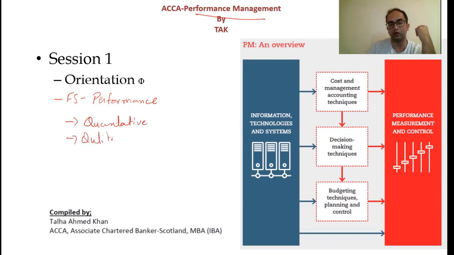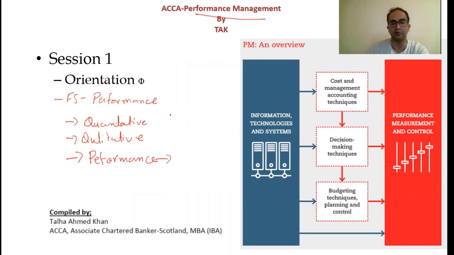So the major aim of ACCA in this particular area, performance management, is that you would be able to, as the name implies, gauge the performance against the set targets, and you will be able to know how this performance can be managed as well as controlled.